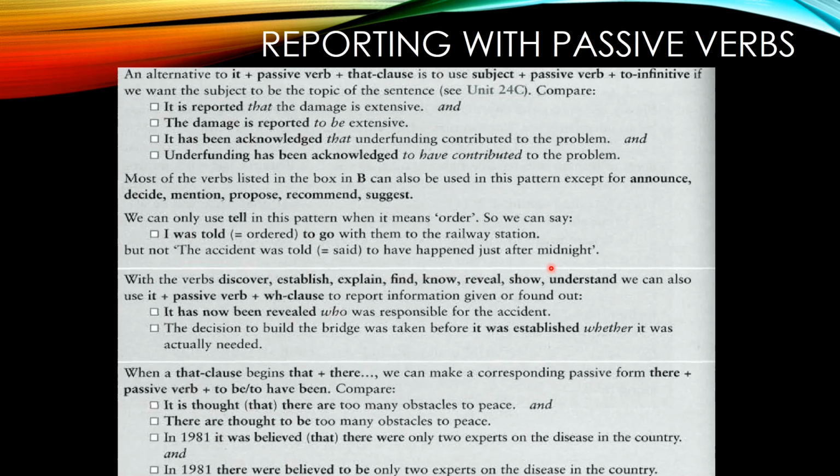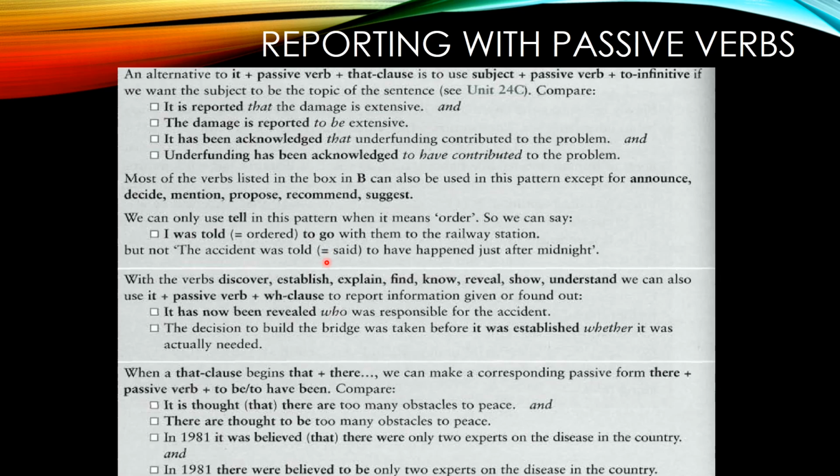It's impossible, it's not correct, and we can't say that, because an accident is not a living being and it cannot be told by somebody. The meaning of the verbs is different, because here tell is to order and here say is like to make a speech act.